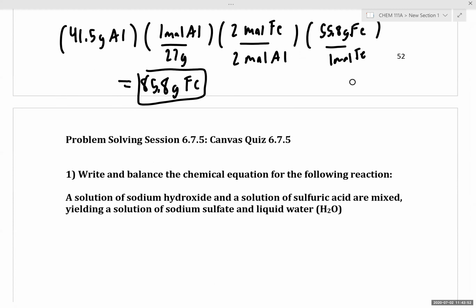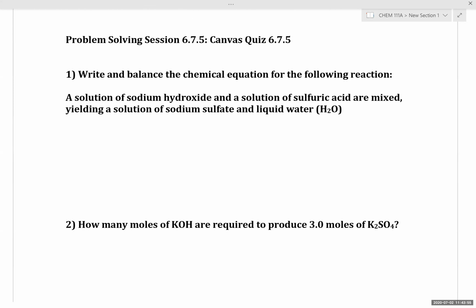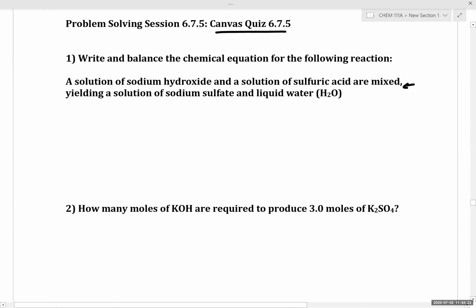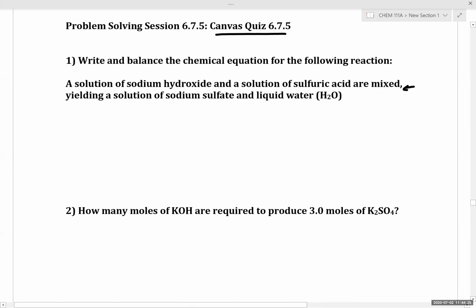Okay, so let's look at an example that's pretty relevant. We've actually seen this reaction or a similar reaction in laboratory. So don't be shy to submit your responses via Canvas quiz 6.7.5 or in the chat, so that way you can receive immediate feedback. So I'd like you to write and balance a chemical equation for the following reaction. And then once you have the balanced equation established, I'd like you to perform some calculations based on that chemical reaction. And we'll discuss this example. First, the equation, as always, in about 2 to 3 minutes, and then the stoichiometry calculations in about another 3 minutes.